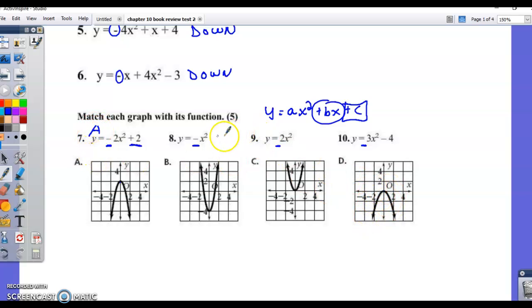This one's going down. There is no c, or c is 0. So it is on the vertex. So I can say that this one is D.